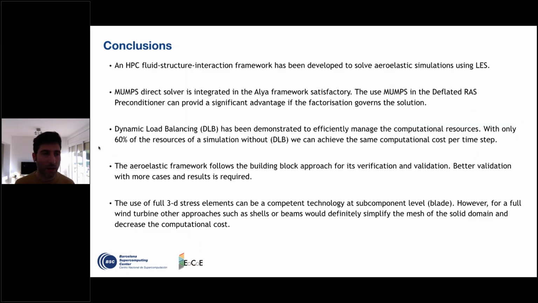So that's all of the webinar. Now let's conclude the work that we have conducted in this project. Basically, the first bullet point is that we have developed an elastic framework to conduct LES simulations for fluid structure interaction. Also, we still have a lot of work to do to improve the robustness and the validation of this framework with real experiments and results from the literature.